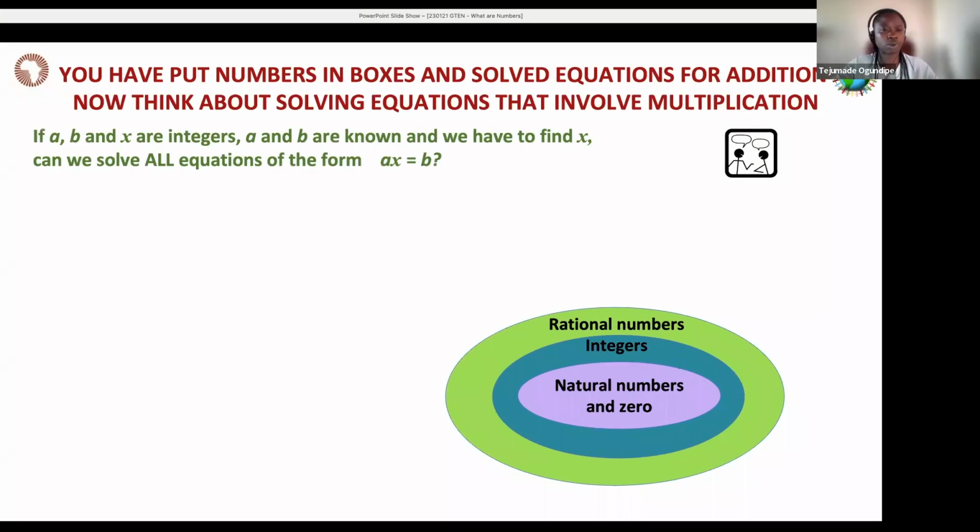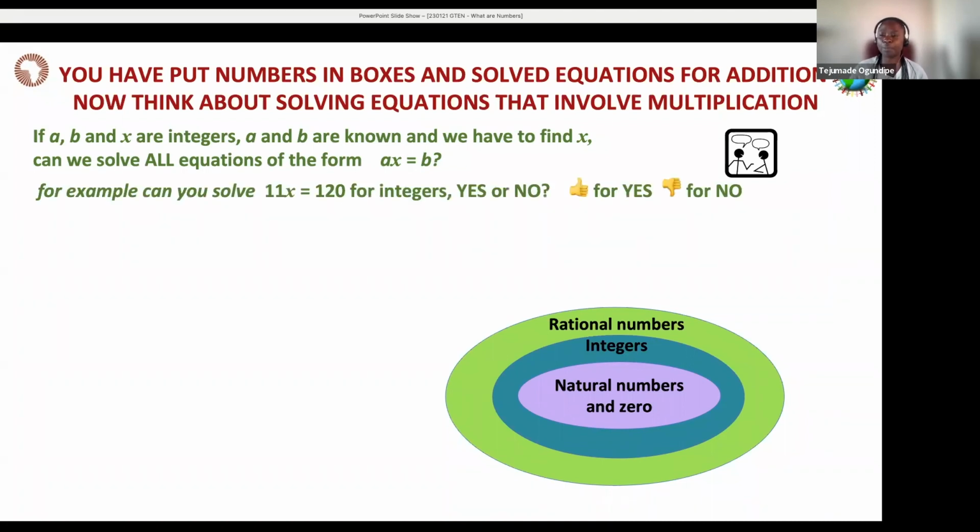All right, so we have been putting numbers in boxes and also solving equations for addition. So now it is time for us to think of multiplication. So if we have a, b, and x as integers, just like Tony mentioned, now we have moved from natural numbers and 0. So we added another layer, which is integers. Now we've gotten to the level of rational numbers.